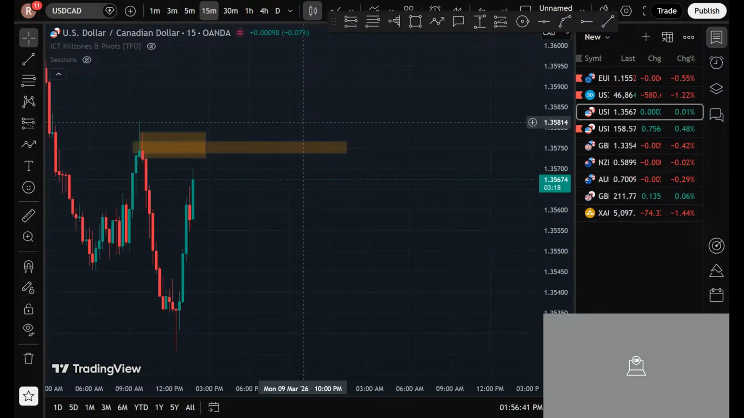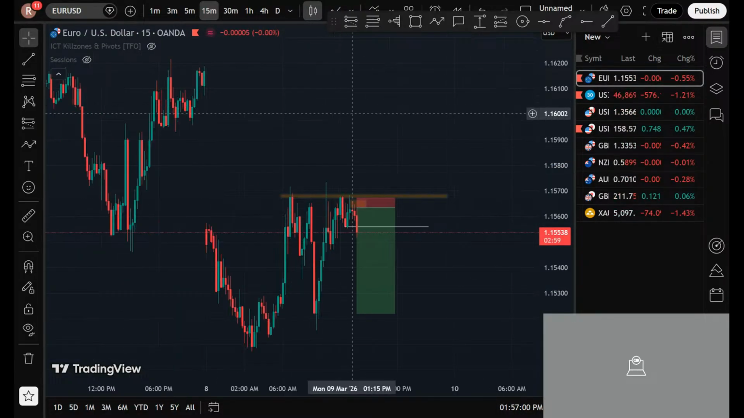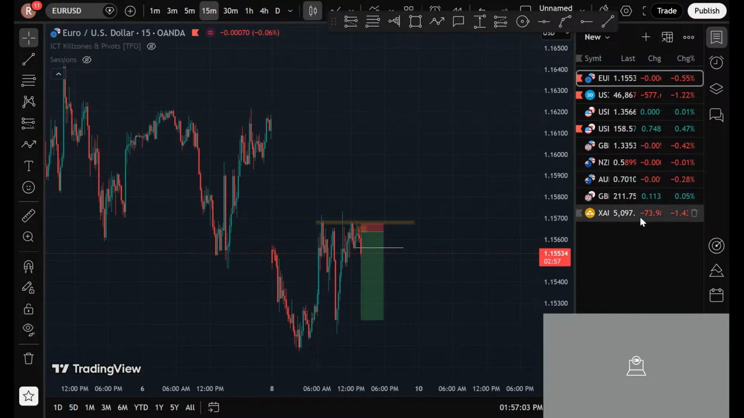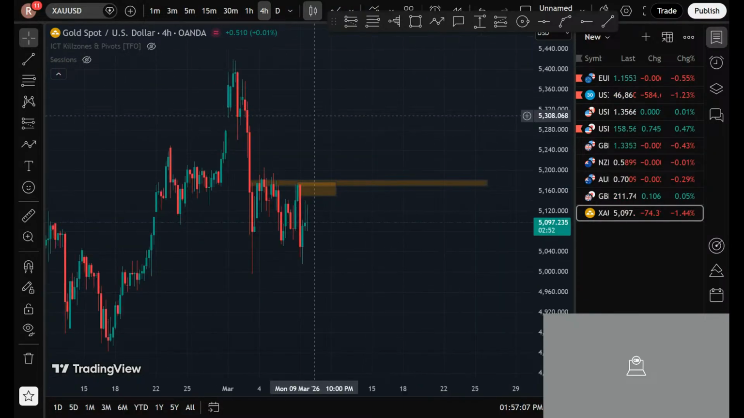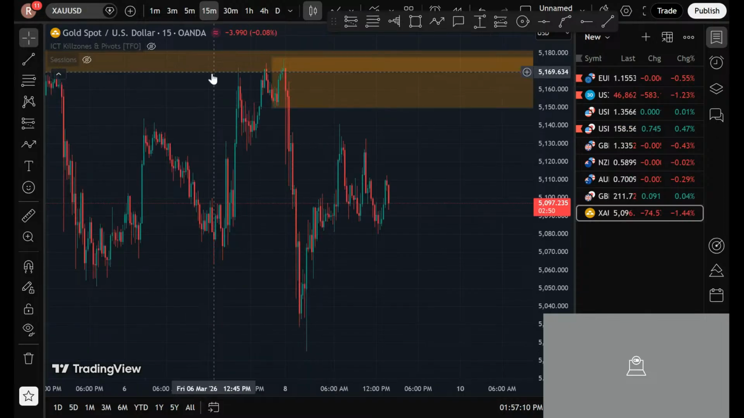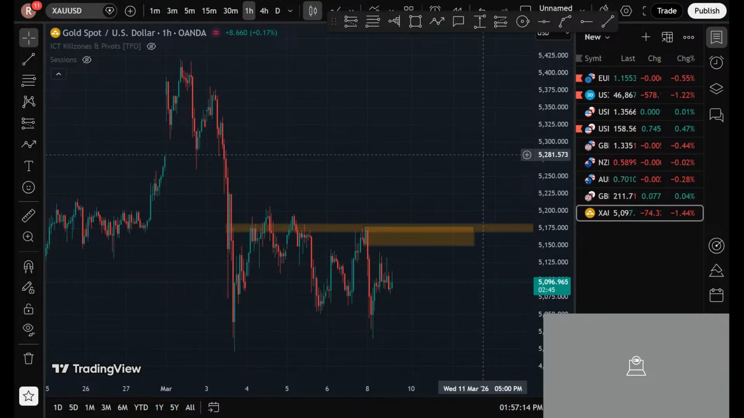With that being said, I just gotta focus on quality over quantity. This was the quality one. It just went without me being in. And Euro USD was the quality one, which I would trust 100%. Euro entity.